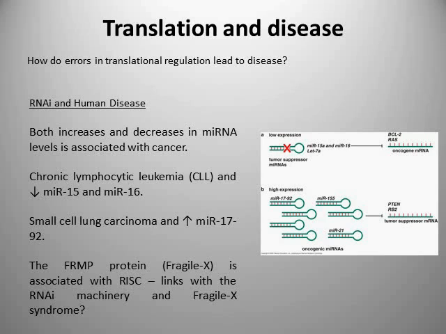The final example I just want to mention again is this interesting FMRP protein, the Fragile X protein, which also, in addition to its trafficking function, has been shown recently to be associated with the RISC complex, suggesting that the FMRP protein might also have links to the RNAi machinery, and whether there is any link between this function and Fragile X syndrome is currently under debate.